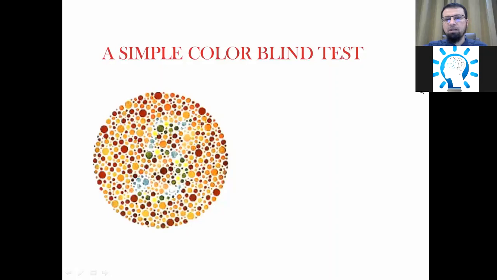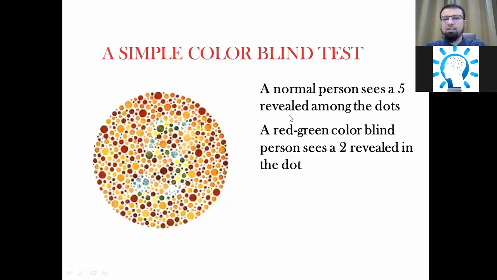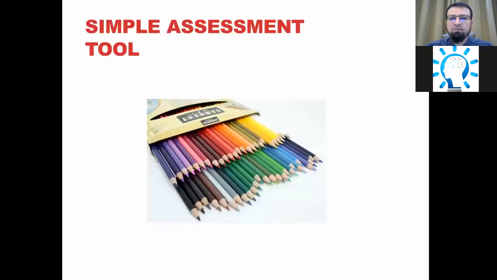And this is a sample, but you should not rely on this sample because it is on the computer. Some people might see it as 5, and some people will see it as 2. A normal person will see it as 5, which is revealed among the dots, and a red-green color blind person will see it as 2. But don't rely on this because this is on the screen, not in the actual assessment.